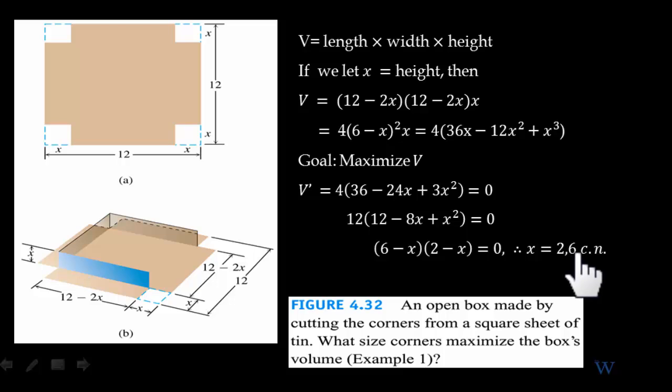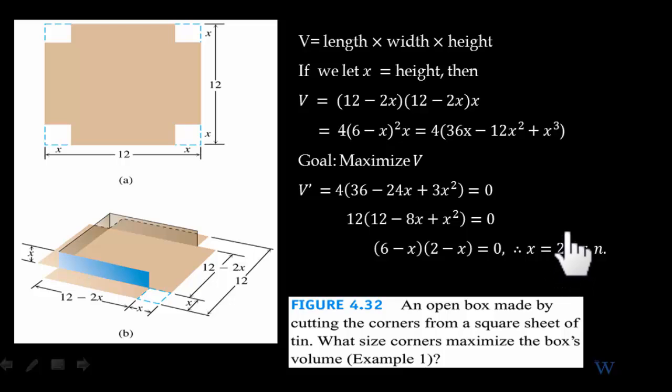Now the thing is, if x is equal to 6, what happens to the box? Well, if you cut off too much out of here, there won't be a box, because if x is 6, that cuts all the way through, halfway through the sheet, so you won't be able to create a box. So your x has to be between 0 and 6. And that's why we're going to try x equal to 2.